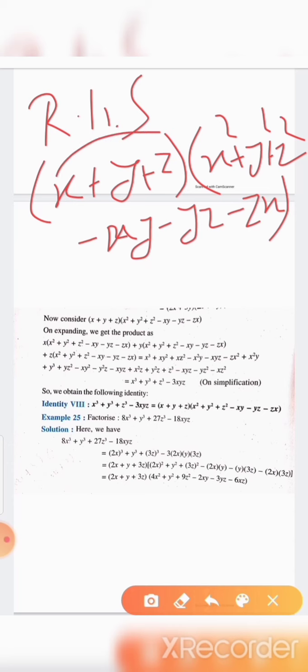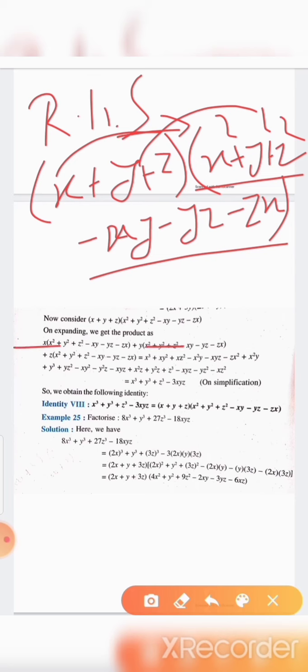First we multiply this bracket by x, then y, and then z. We get this step: x multiplied by the bracket plus y multiplied by the bracket, and then z multiplied by the bracket. Expanding this multiplication of the bracket, we get this step, and subtracting this step by the part.